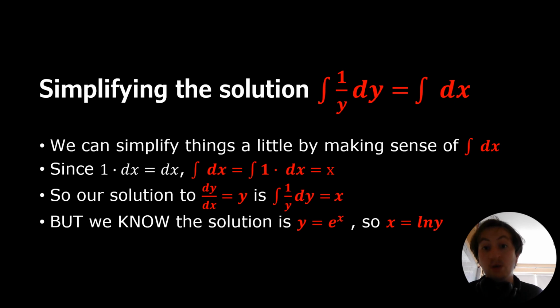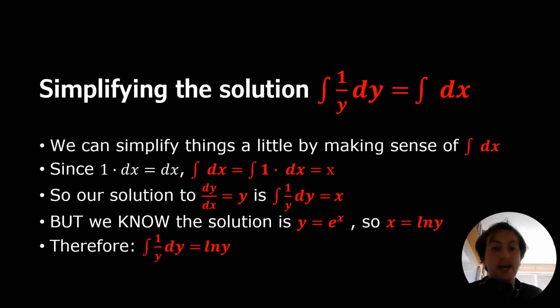So we know the solution of dy by dx is equal to y is y is equal to e to the x. But if y is equal to e to the x, then taking logarithms of both sides, we can see that x must be the logarithm of y. And if we substitute x for the logarithm of y, what we end up with is that the integral of 1 over y in terms of y is equal to the logarithm to base e of y.